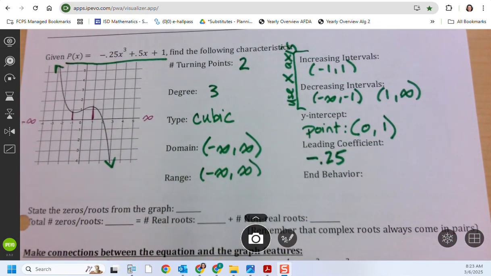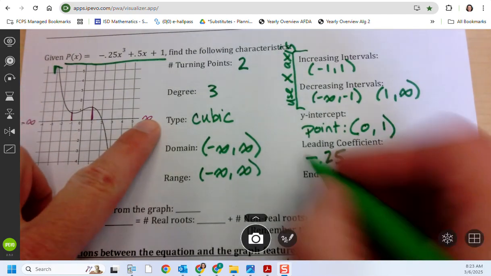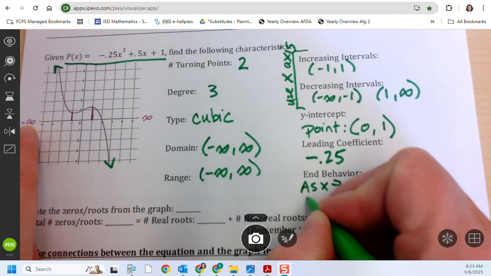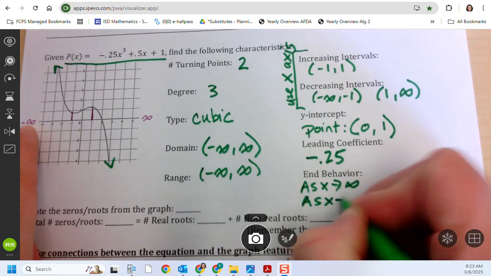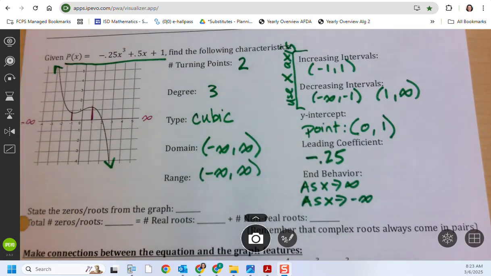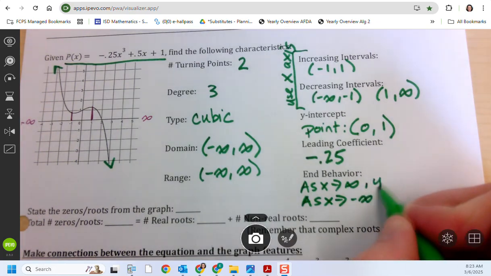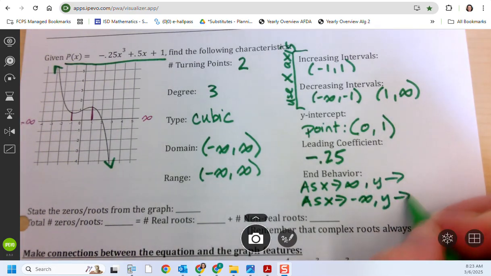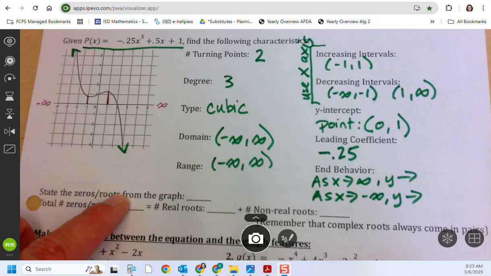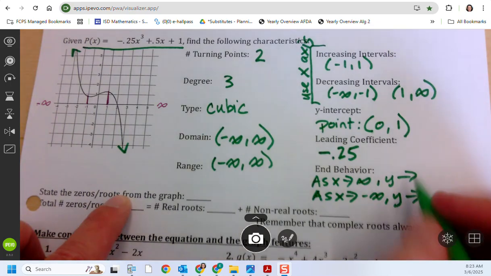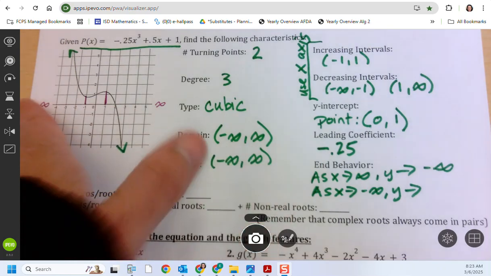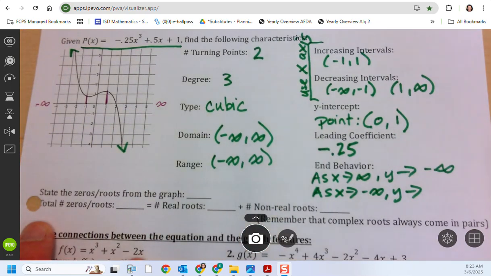And then end behavior. So we always are going to have as x goes to infinity, and we're always going to have as x goes to negative infinity. Okay, so we're always going to talk about the right side and the left side. And then what changes is what the y does. So on the right side, the y is going to what? Negative infinity. And then on the left side, y is going to positive infinity.